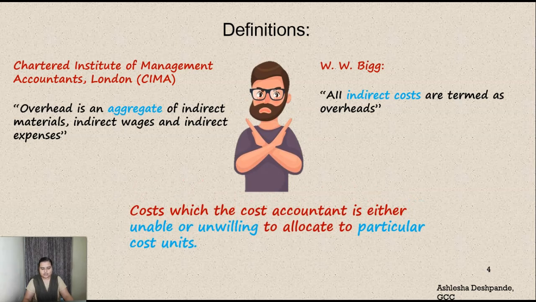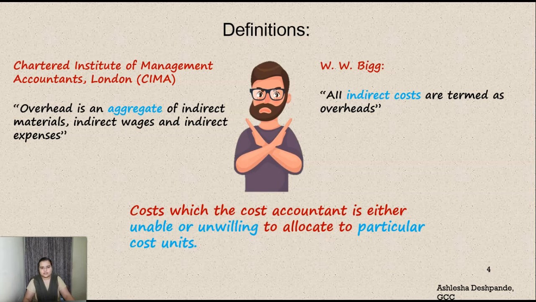Overheads are costs which the cost accountant is either unable to or unwilling to allocate to particular cost units. Now why unable? I explained it just a moment back. Because they cannot be directly allocated, they need to be apportioned on some suitable basis because their benefits are shared, the costs also need to be shared. That's why unable to allocate to particular cost units.